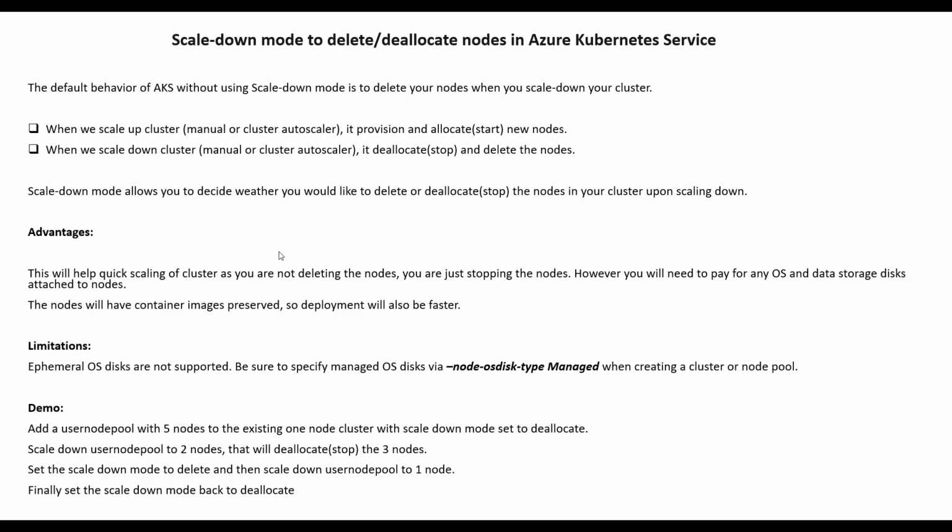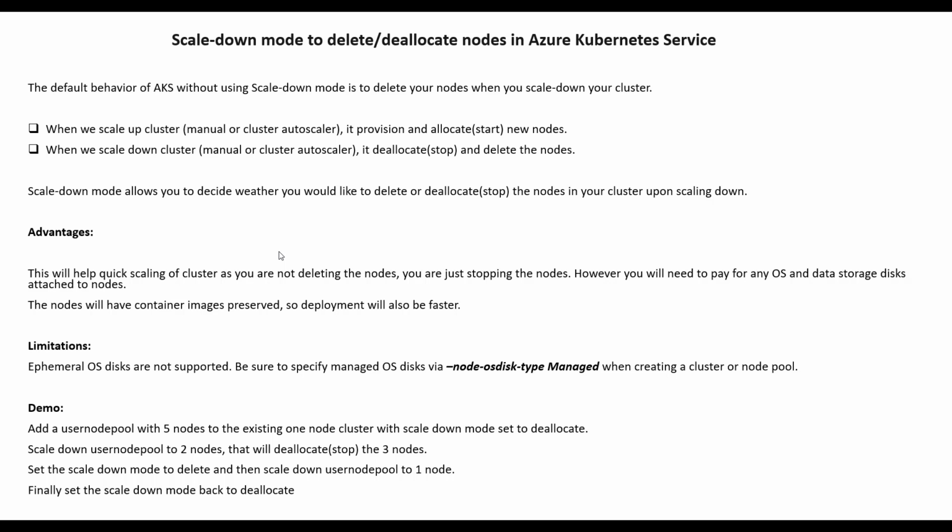Welcome back. In this lecture, we will discuss scale down mode to delete or deallocate nodes in Azure Kubernetes Service. The default behavior of an AKS cluster without using scale down mode is to delete your node when you scale down your cluster, which we are already familiar with.